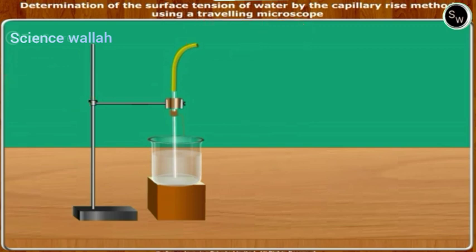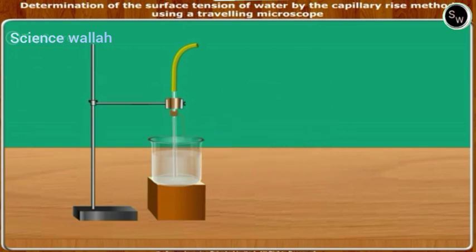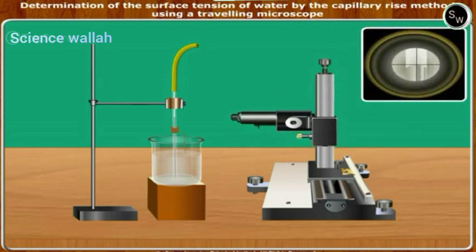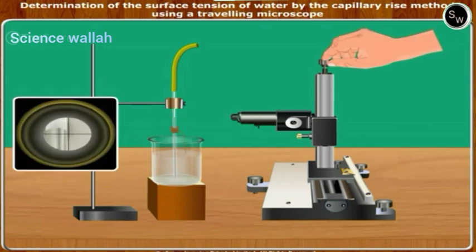Due to capillary action, the water will rise in the capillary. Now adjust the tip of the pin such that it just touches the water surface. Please note, since the traveling microscope is a compound microscope, the image will be inverted and the meniscus will look like this. Now focus on the meniscus and using the minute adjustment screw of the vertical scale, make the horizontal crosswire tangential to the meniscus.